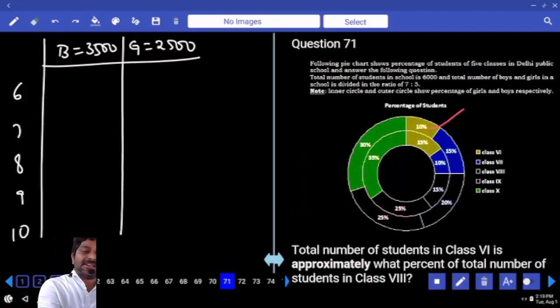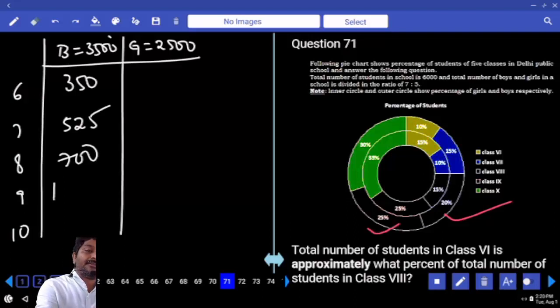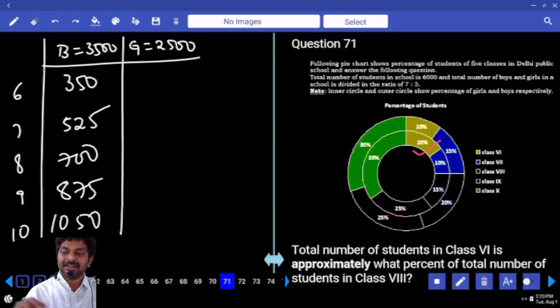6th class, 10%. 350. Next, 15%. Half of 350 we need to add, which is 175. If you add, it becomes 525. 20%. 700. 25%. Half and half. What is half of this number? 1750. Again half. 875. 30%. 10%. 350. 3 times of it. 1050. Next, girls, inner circle.